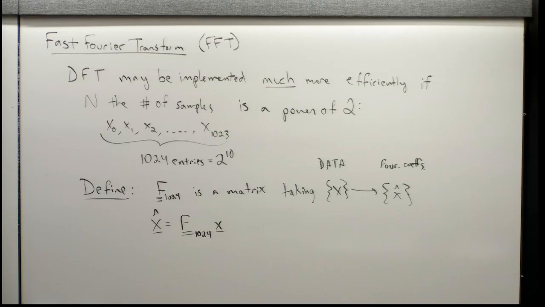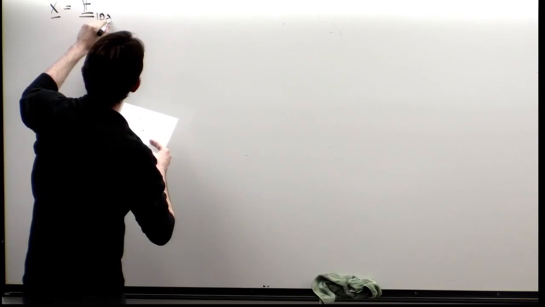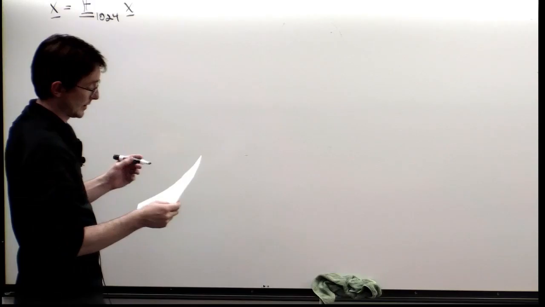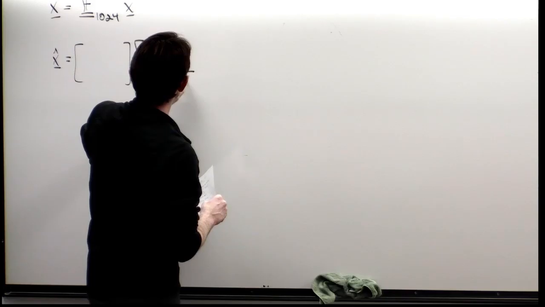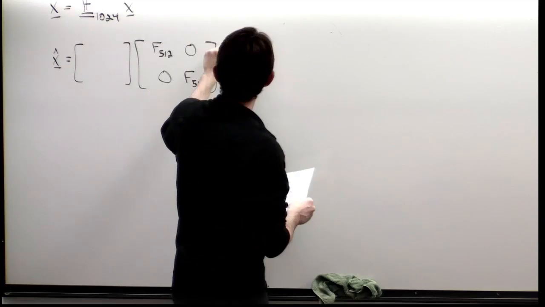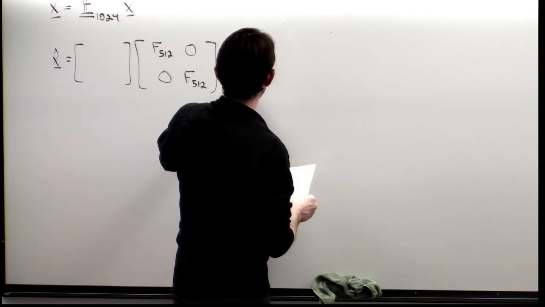So the nugget of the idea here, and it's a pretty cool idea, is that if we have 2 to the power p number of samples, so I'm on the left board now. If we have x hat equals our matrix F1024 times our data x, then what I can do is break this down into x hat equals some matrix times a matrix F512, F512, 0, 0, and then all of the even x entries and all of the odd x entries.